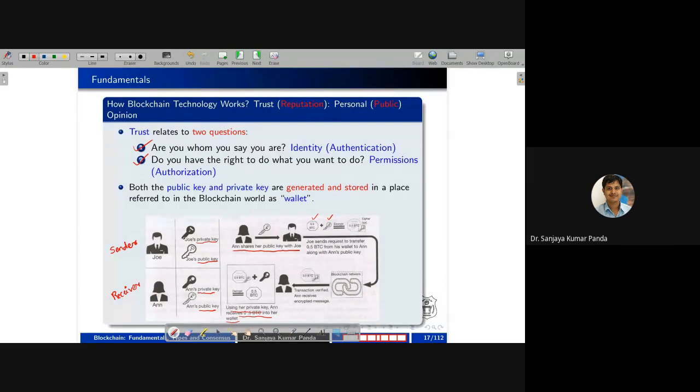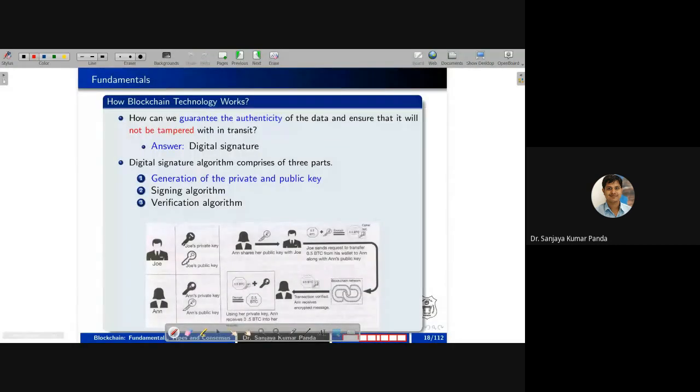Now, what is the guarantee here? How can we guarantee the authenticity of the data and ensure that it will not be tampered with in transit? So the encryption decryption mechanism is not new. Like I mentioned, in 1976 this technology started, asymmetric cryptography. Long back, right? It is around closely 50 years. So in between, people can get this encrypted message. If they have the key, then definitely they are going to decrypt it, right?